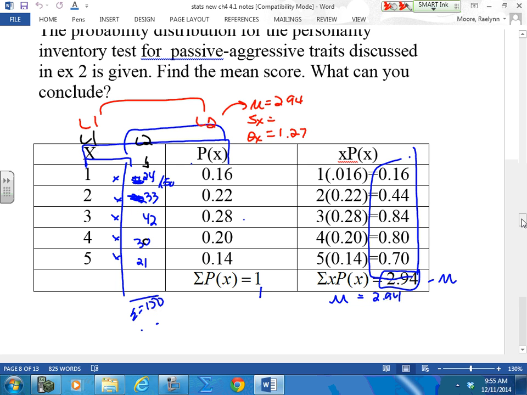Now, when Daniel comes up, I got 2.94 for the mean too. See that? What'd you get for your SX? 1.27. What'd you get for your population one? 1.27. Now, it doesn't matter which way we go, because remember, whether you divide by 150 at the end or you divide each individual one by 150, you're still doing the same process.